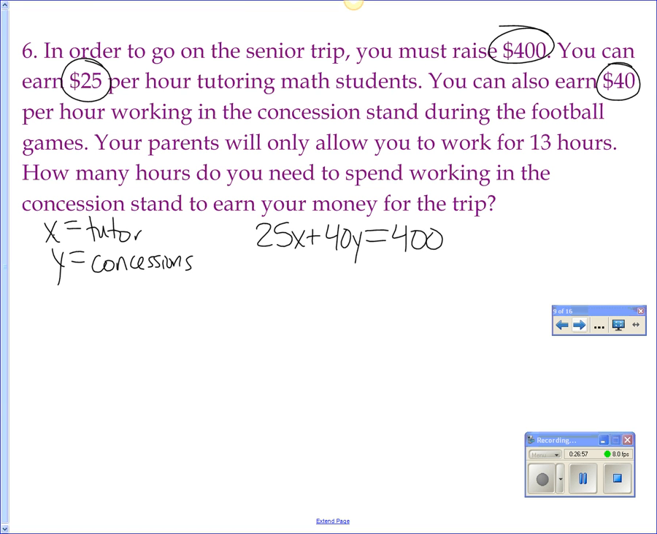Okay. All right, what other number do we have left? 13. That is how much I'm total working. I'm working for 13 hours. Do I have any other numbers left? I put X plus Y. That's it.